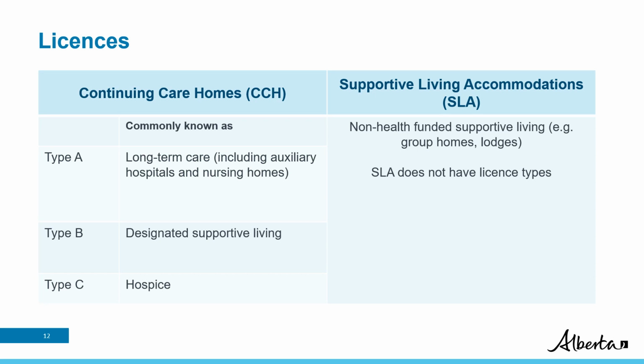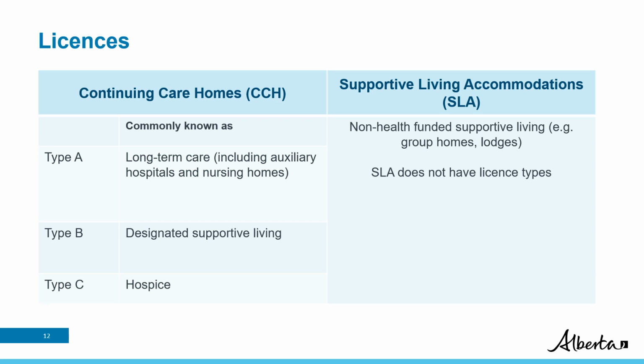There are 2 categories of licenses that can be issued under the Continuing Care Act. These are the Continuing Care Home License and the Supportive Living Accommodation License. The license needed is determined by the level of support, accommodation, and health services provided to the residents, known as the basket of services. A continuing care home license includes types categorized as A, B, and C. These include what was formerly known as long-term care, designated supportive living, health-funded, and hospice.